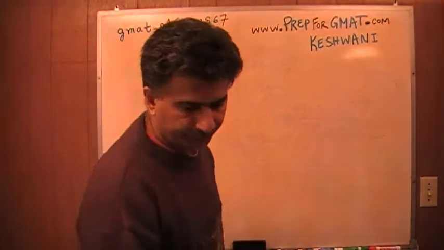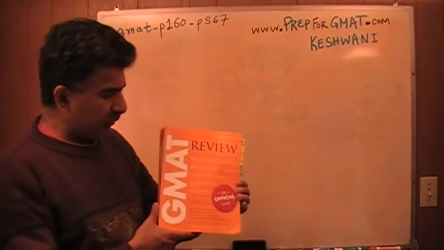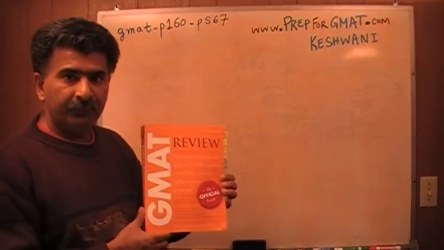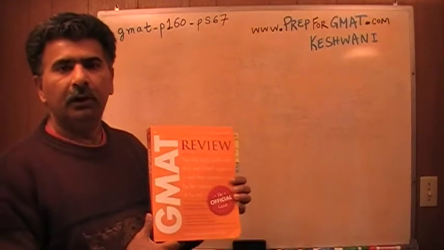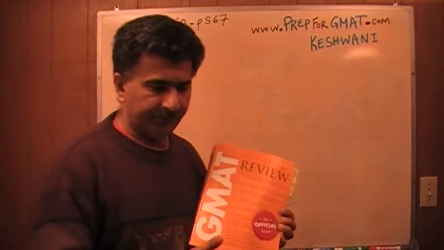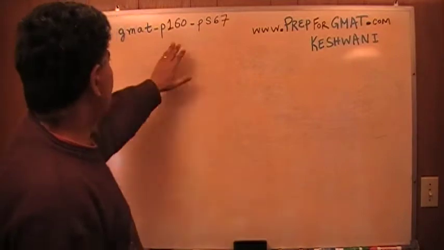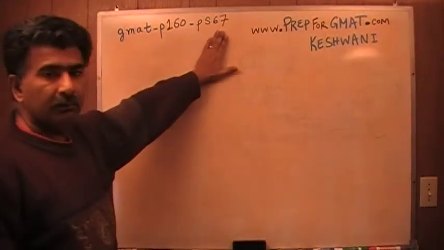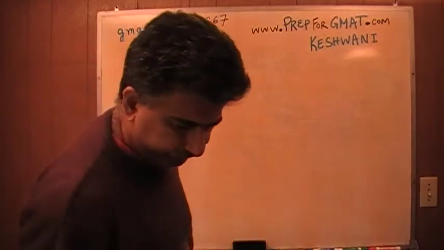K-E-S-H-W-A-N-I, Keshwani. I've been solving math problems out of the GMAT review book, the official guide. I hope that you own one. If you don't, you buy one immediately. If you're preparing for GMAT, you can buy it at mba.com. The problem that I'm about to solve appears on page number 160, number 67, problem solving. Let's take a look at it.